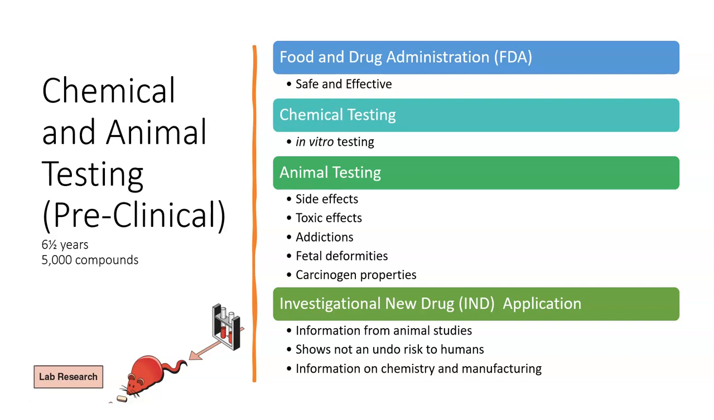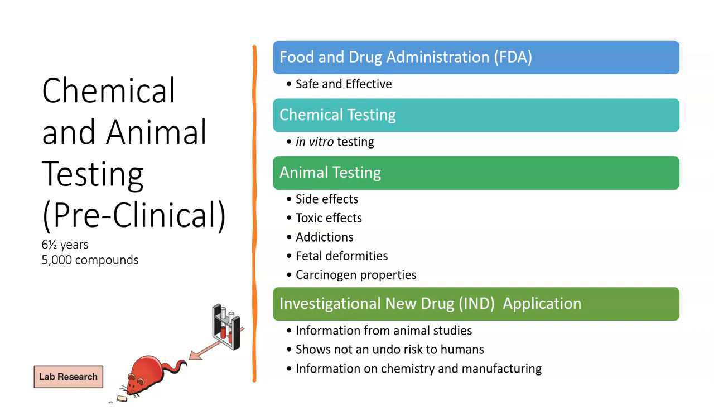to the human trials. Now, with animal testing, we're going to look at some of the side effects, toxic effects, addictions, fetal deformities, and carcinogenic properties. If it passes reasonably with animal testing, they will create an investigational new drug application and submit that to the FDA asking for approval to be tested on humans. It will show the information from the animal studies, show there is no undue risk to humans, and give information on chemistry and manufacturing of the drugs.